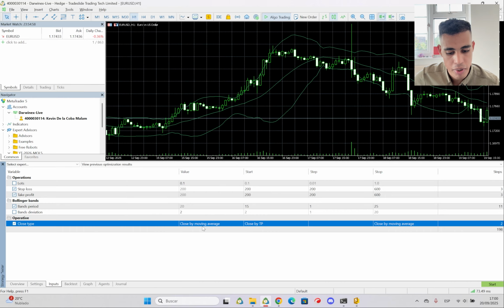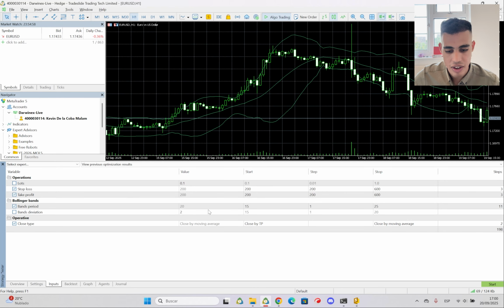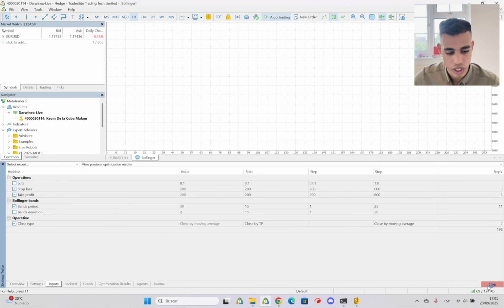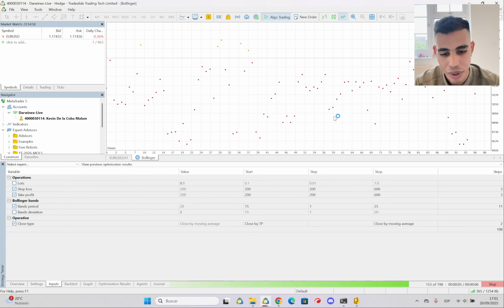But the close type is gonna check if it is closed by TP or if it is closed by moving average. Indeed, let's check the bands deviation. So yeah, having now all this, I'm gonna press start and let's see how the optimization is going.